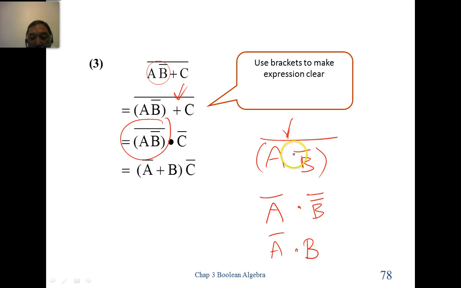I beg your pardon, it's not a dot. I made a mistake here. Sorry. Break the bar, change the sign. The dot becomes a plus. So that's why you get A bar plus B. Here you go. Break the bar, change the sign.